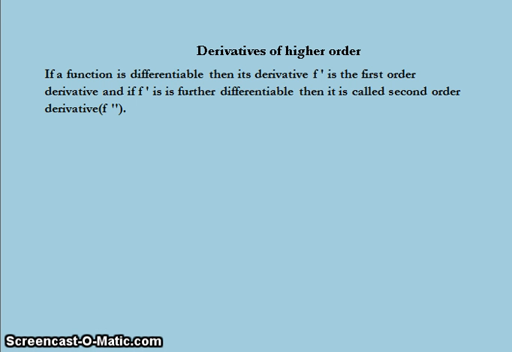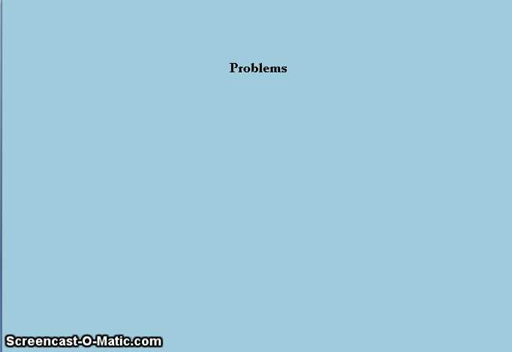And if f dash, that is the derivative of first order of f, is further differentiable at the same point x, then its derivative is called the second derivative or the derivative of the second order of f at that point and is denoted by f double dash and is read as f double dash. The process of finding the derivatives of higher order greater than 1 is known as successive differentiation. Now let us consider some numerical problems based on the above discussed functions.